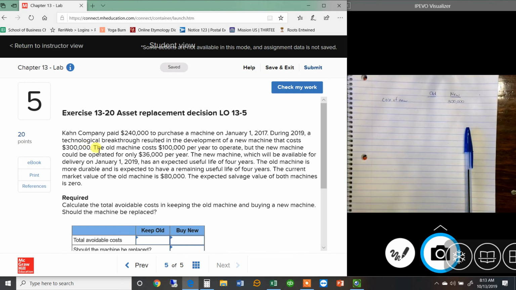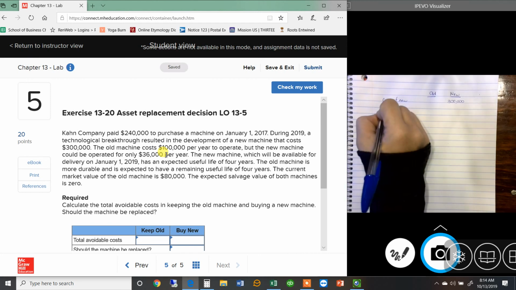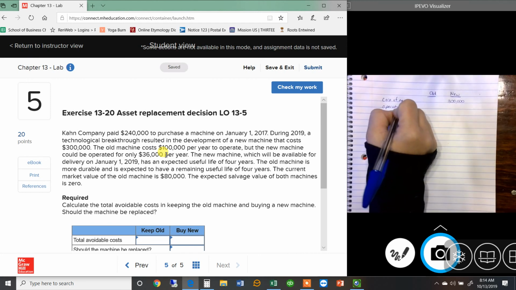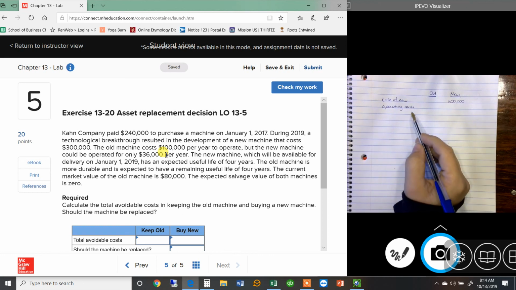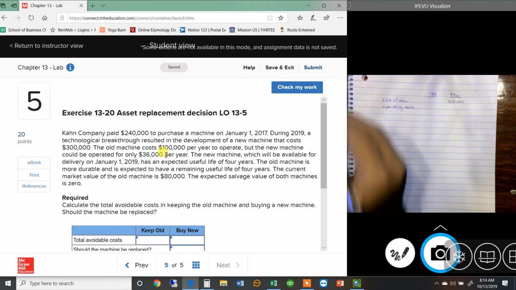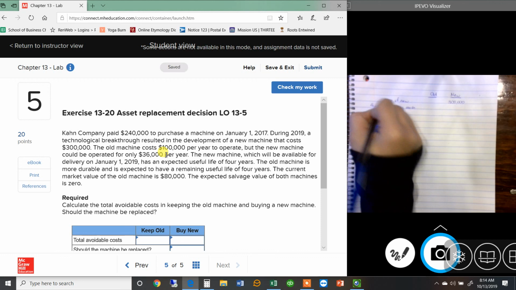It says here that the old machine costs $100,000 a year to operate, and the new machine can be operated for $36,000 a year. I'm just going to say operating machine. The one thing I'm going to mention here is that this scenario says we're going to use them for 4 years. So that's a big deal in my analysis. I can't just look at operating the machine for 1 year. I need to look at 4 years' worth of operation.